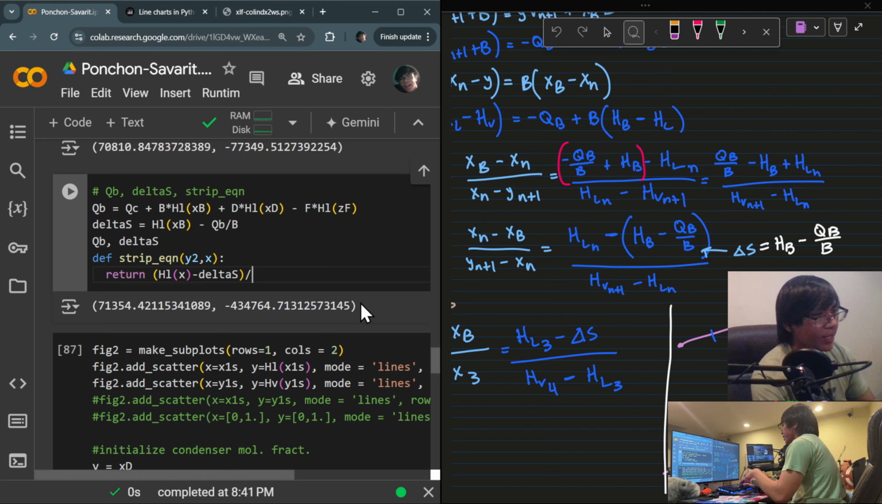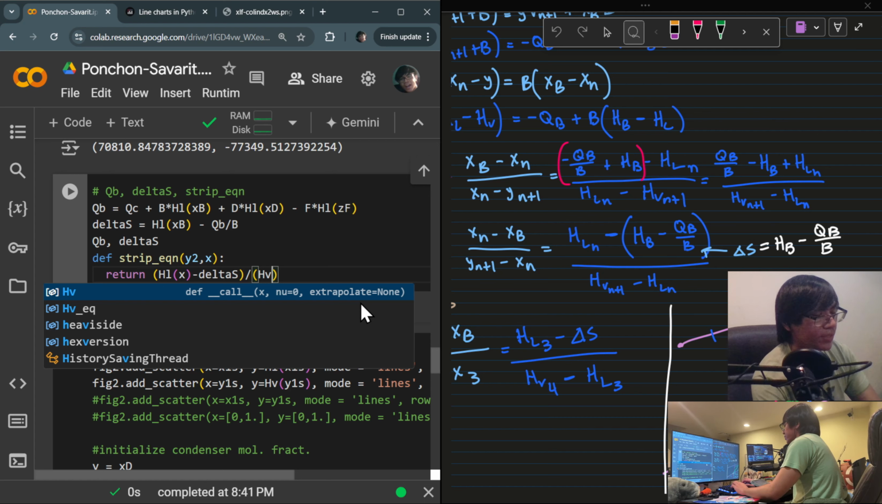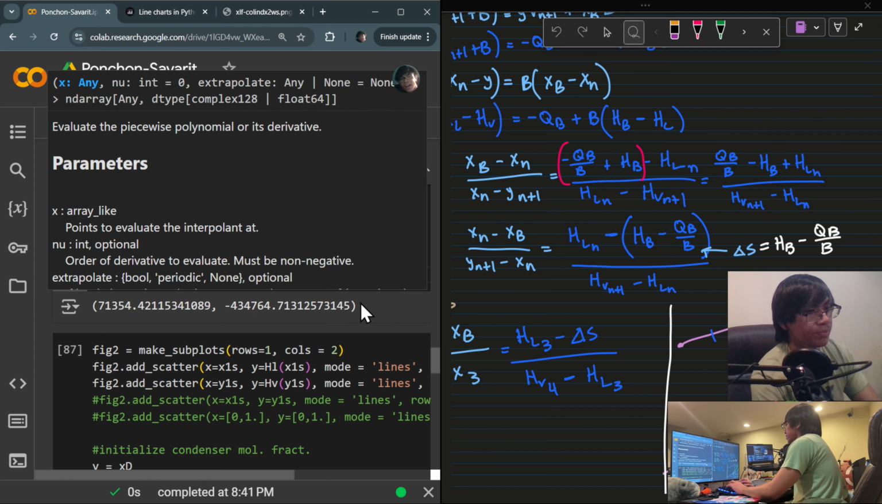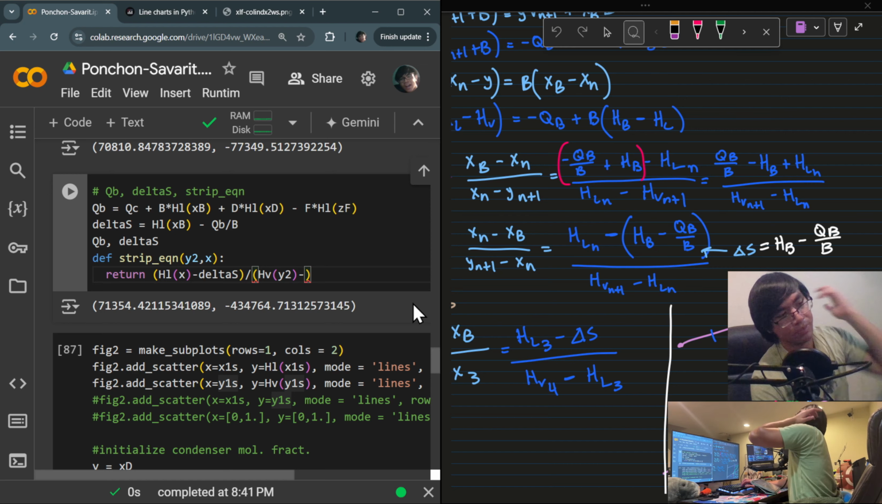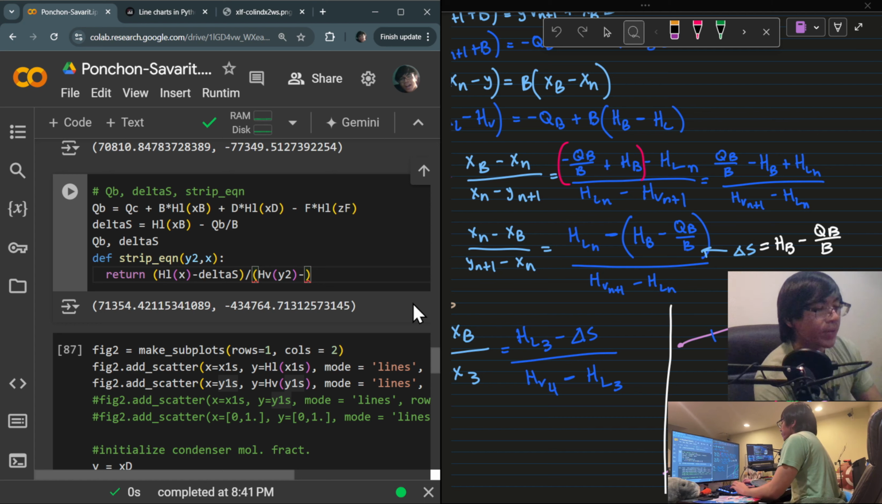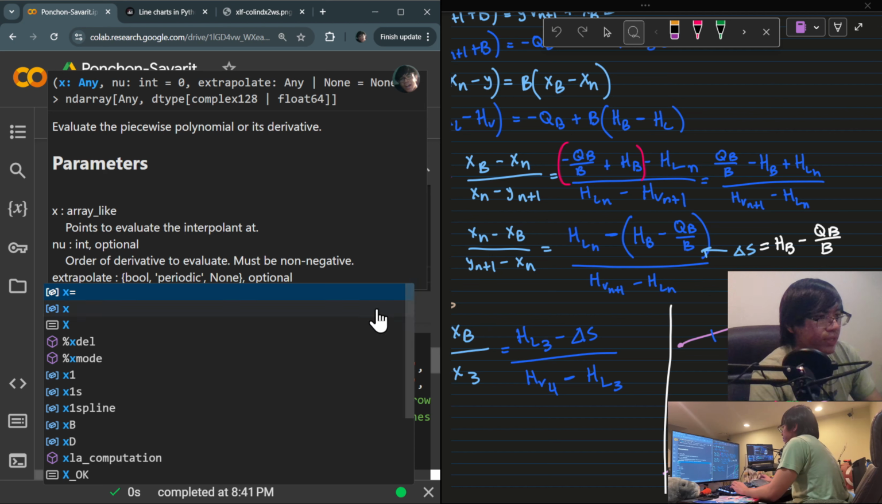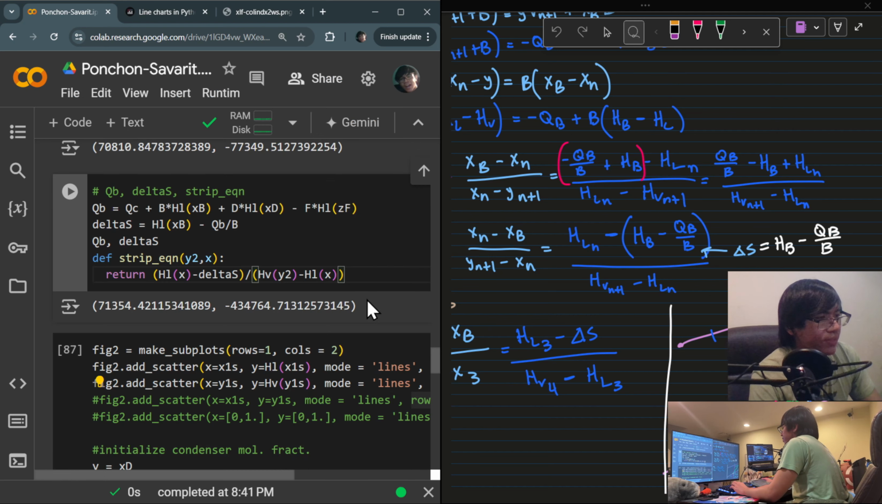Divided by, again, now this is heat of vaporization interpolated from our stage below. The next stage, and then remember, N refers to the current stage, and then vapor refers to the stage below. That's why we have Y2 and X. So interpolate liquid enthalpy from the current stage X. You can't see anything when I'm typing. That sucks.